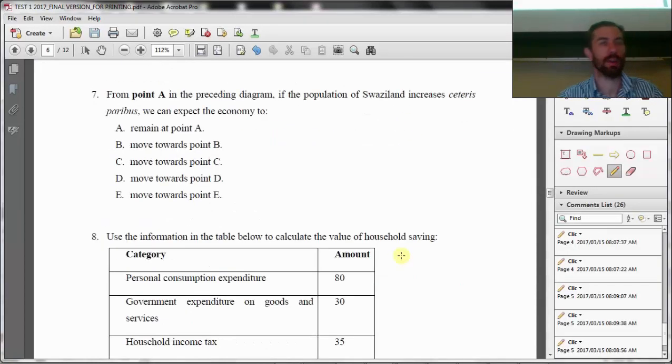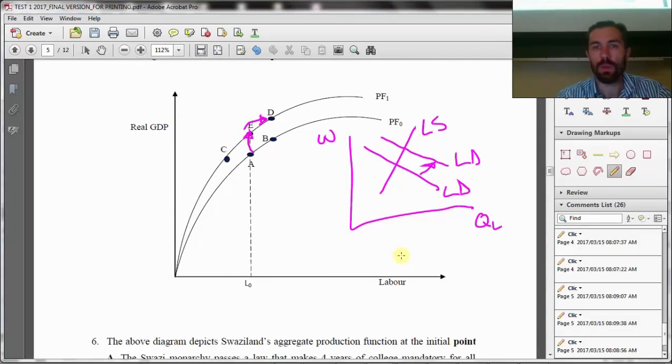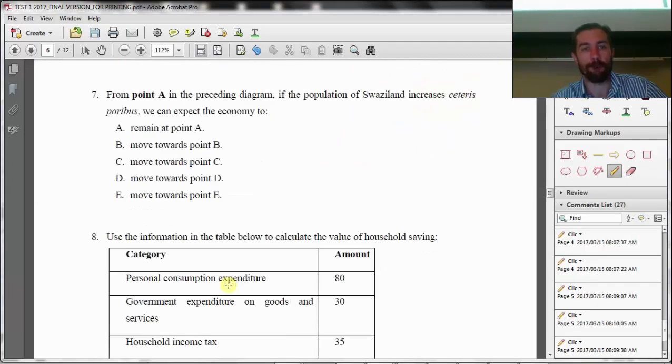Continuing with that diagram, from point A in the preceding diagram, if the population increases, what do we expect the economy to do? So in other words, if we just have a change in labor supply without any change in productivity, what do we have? We don't have any shift in the production function, we just have a movement along the production function. So you're going to have a move towards point B.